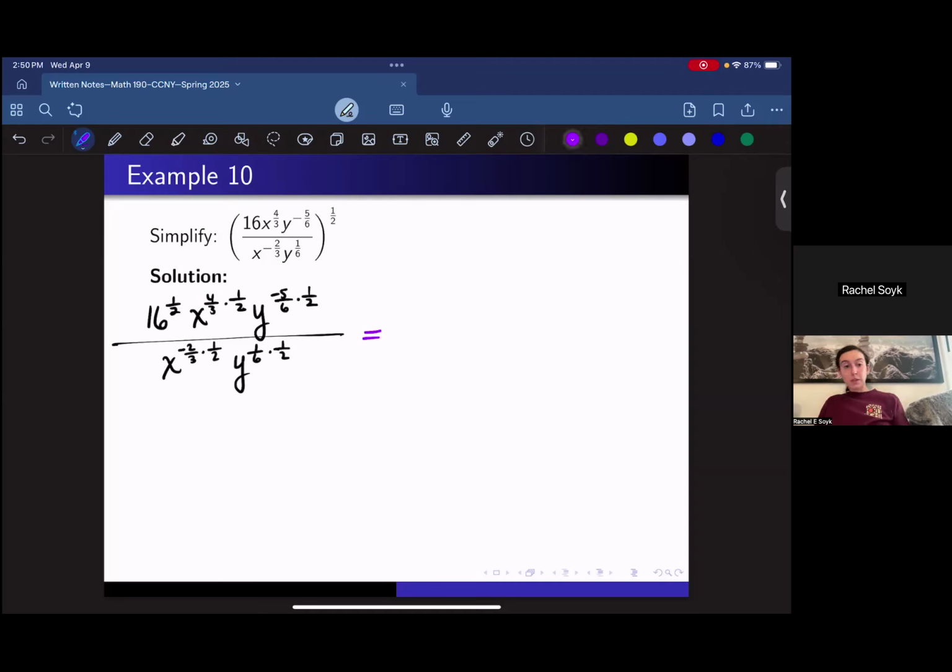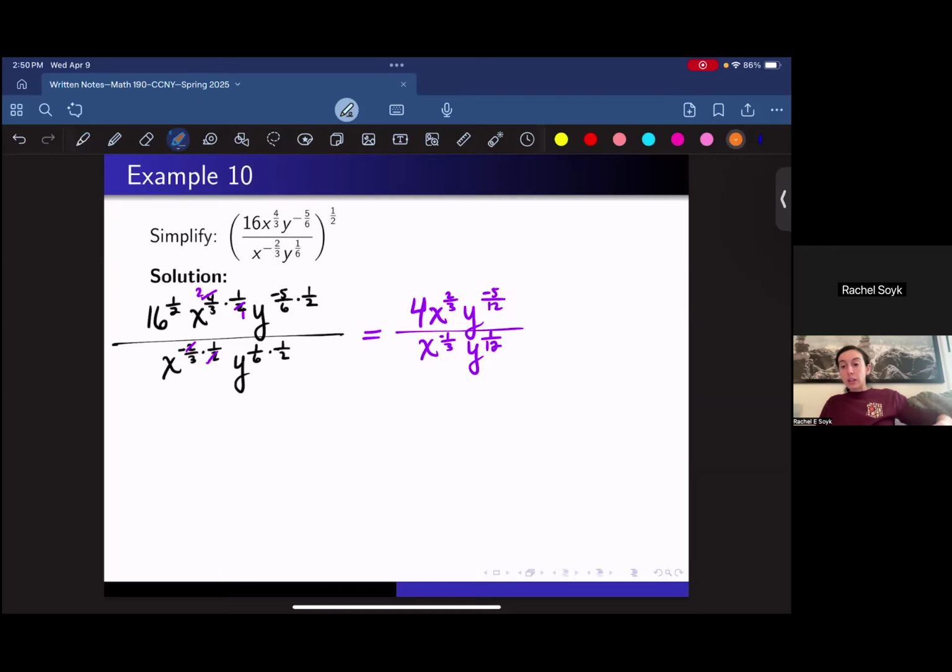16 to the 1/2 is the same as the square root of 16, which is 4. And then 4/3 times 1/2, well, 2 goes into 4 twice, and 2 goes into 2 once. So we're just looking at x to the 2/3. And then y to the negative 5/6 times 1/2 is y to the negative 5/12. All over, 2 divided by 2 is 1, so we get x to the negative 1/3. And then we have a y to the 1/12.